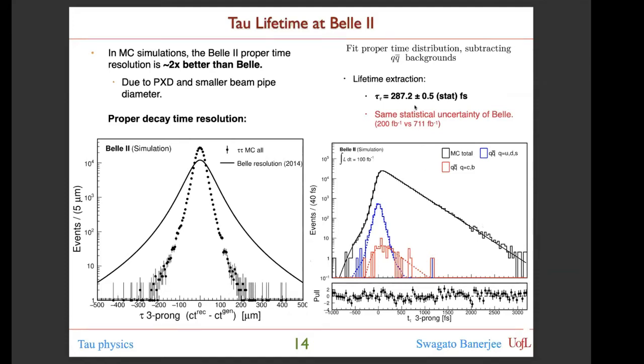The current measurement gives a statistical error of 0.5 femtosecond with about 200 femtobarn inverse of data. So this is quite interesting because we have already managed to reach the statistical precision of the previous best measurement using 711 femtobarn inverse of data. And the systematic studies are ongoing, which aim to reduce the systematic error to the previous level or even better.